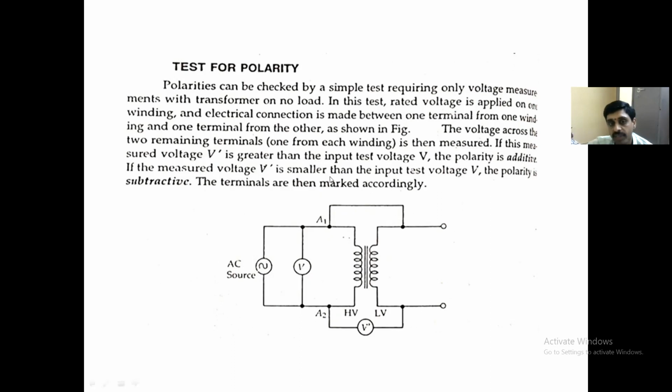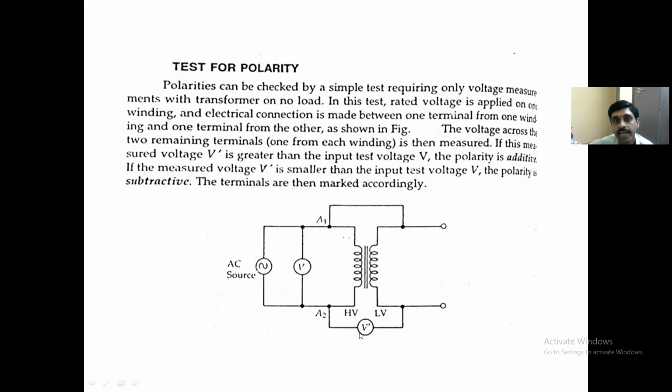How to conduct the test further? You give some AC supply, here you give one voltmeter, here you give another voltmeter, and you give the supply for this. You connect both the windings like this. Polarities can be checked by simple tests requiring only voltage measurements with the transformer under no load. In this test, rated voltage is applied on one winding, and the electrical connection is made between terminals of one and two other. The voltage across the two remaining terminals is then measured. What is the voltage across this?